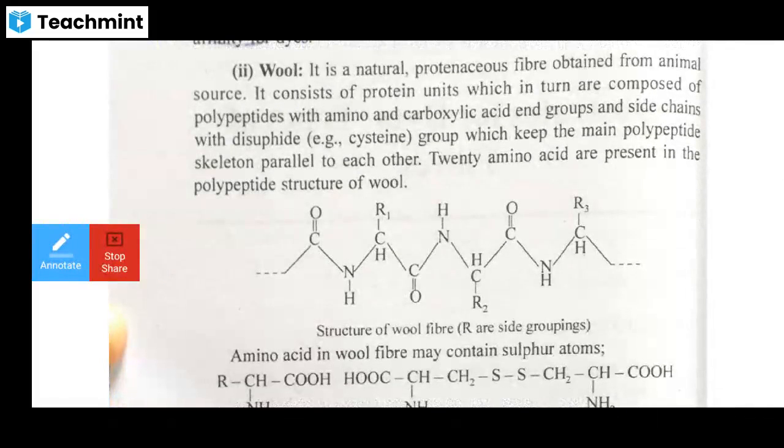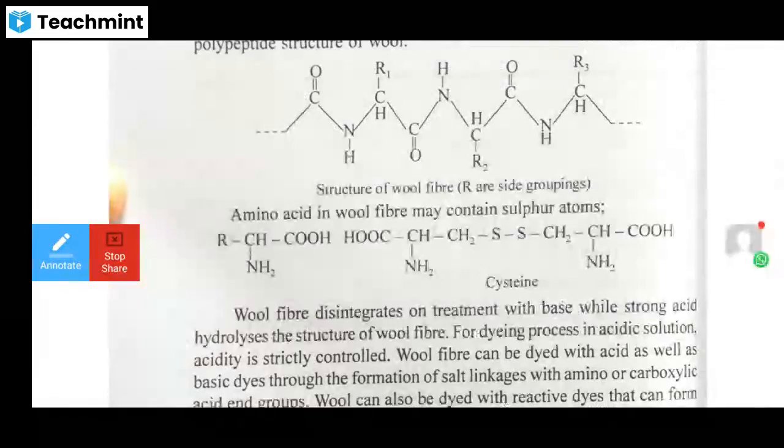Next is wool. Wool is a natural source, a proteinous fiber obtained from animal sources, and it consists of protein units. Protein units means C double bond O, NH2 groups are attached, and linkages are there. The structure of wool fiber is given here. In these fibers, cysteine amino acids are attached to one another, and this amino acid linkage is the formation of the protein linkage.